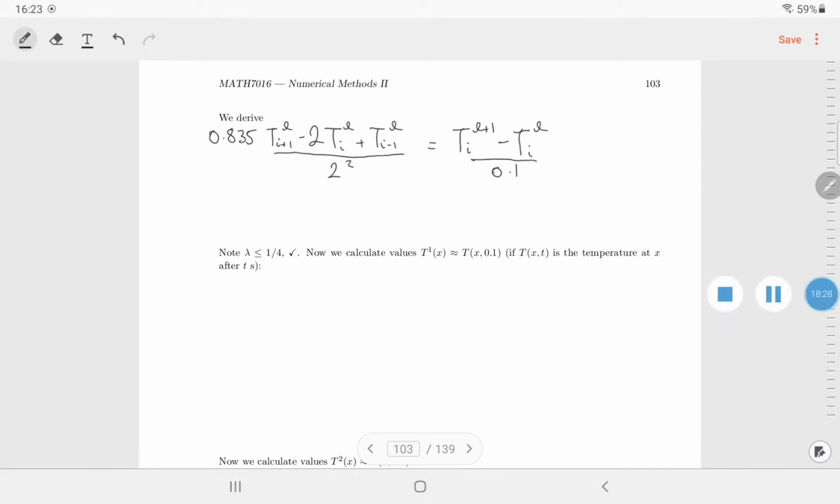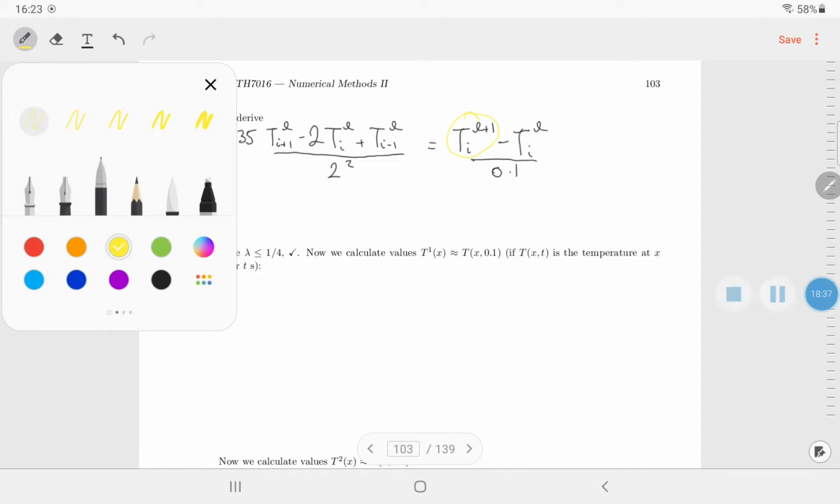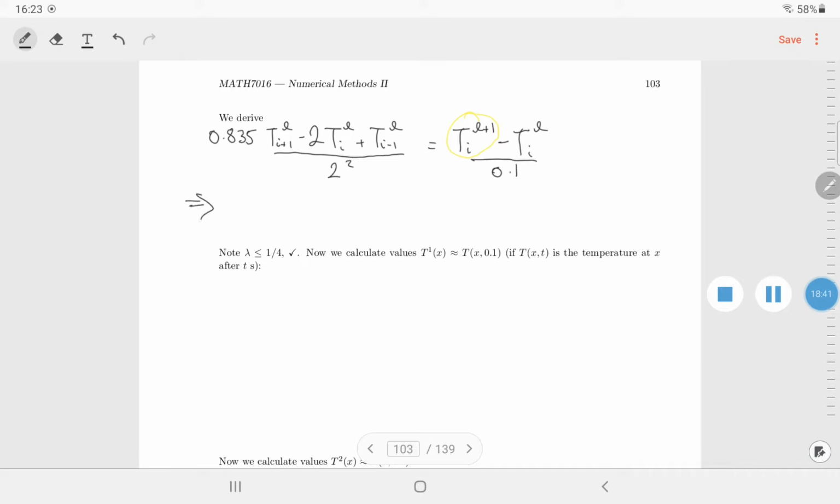And I need to solve this for the temperature at a point along the rod at the next time. Now I'm going to skip the lines here. But what you get is, if I multiply both sides by 0.1 and add T_i^L, I get that T_i^(L+1), the temperature at a point at the next time, is equal to the temperature at the point at the previous time plus 0.835 by 0.1 divided by 2 squared. Now that's certainly less than a quarter, because 0.835 by 0.1 is 0.08 and it's been divided by 4, so it's like 0.02, so that's good. And then the stuff from just above, T_{i+1}^L minus 2 T_i^L plus T_{i-1}^L. So that's what we're looking at.